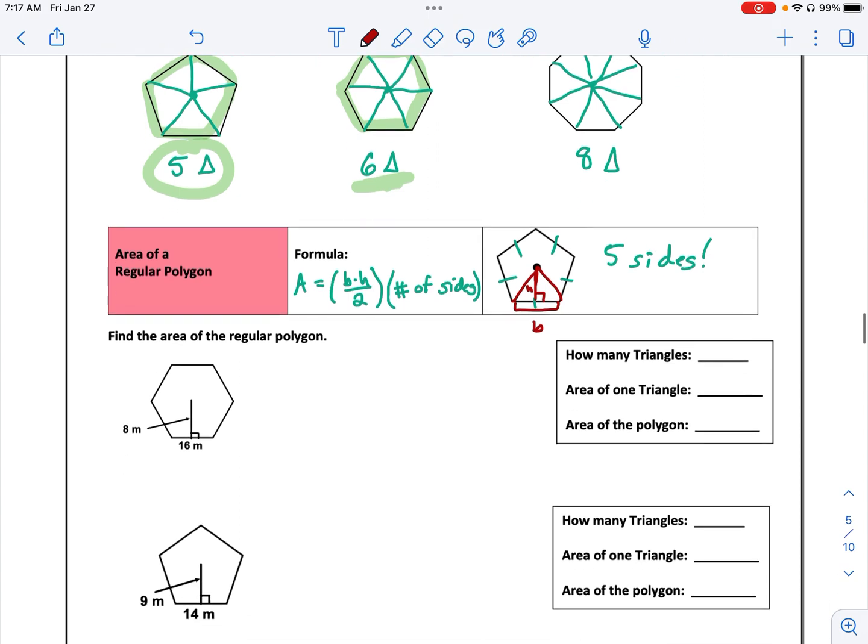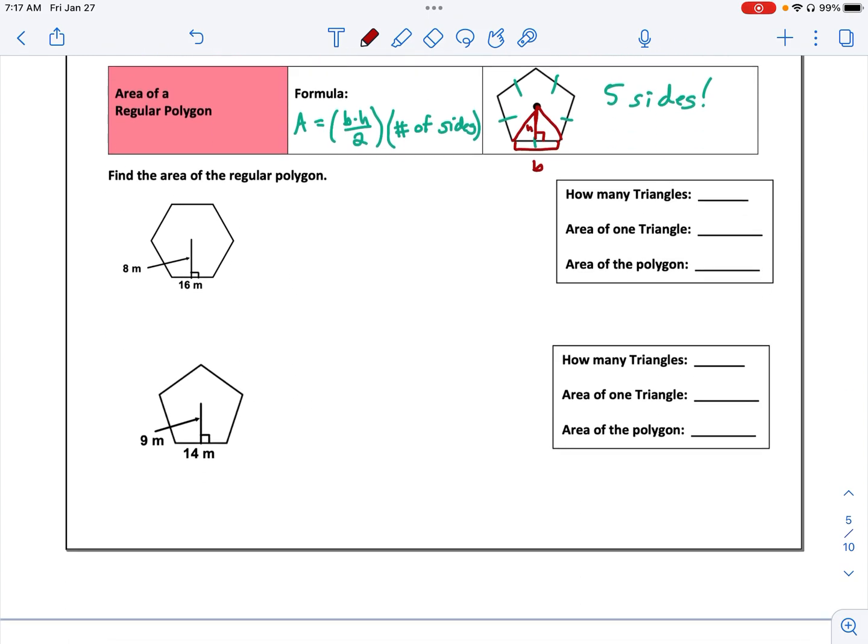So let's try this out. So this is find the area of the regular polygon. Well, this shape has 6 sides, so there should be 6 triangles in it. If I wanted to find the area of one triangle, so if I draw this triangle, its base is 16 and its height is 8.